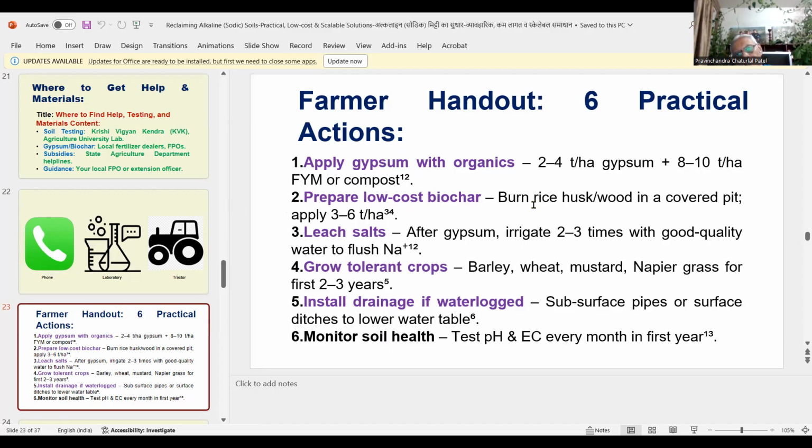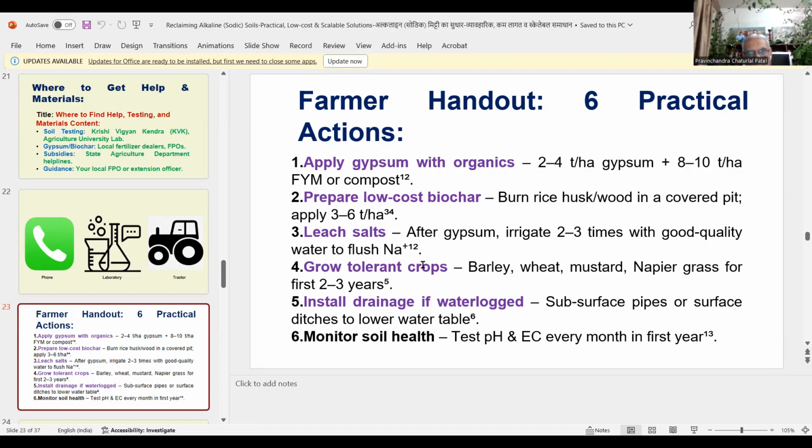You can also use agriculture waste material to prepare biochar. So it is a pit stock. I have prepared biochar from rice straw and cluster bean straw and tested it on corn crops. I got positive results in terms of plant growth of corn maize, dry matter yield and green fodder yield. Leach salt after gypsum: irrigate 2 to 3 times with good quality water to leach sodium salt.